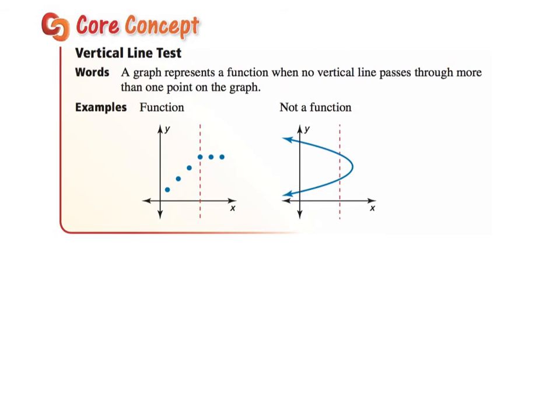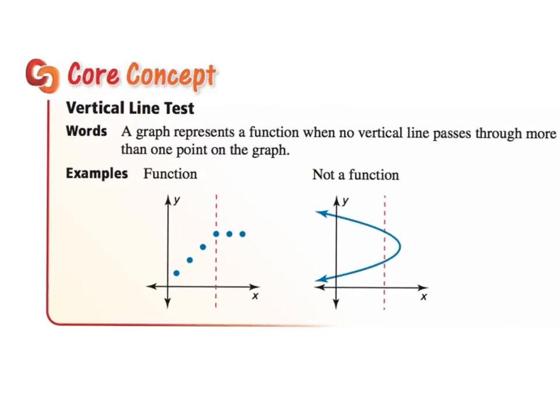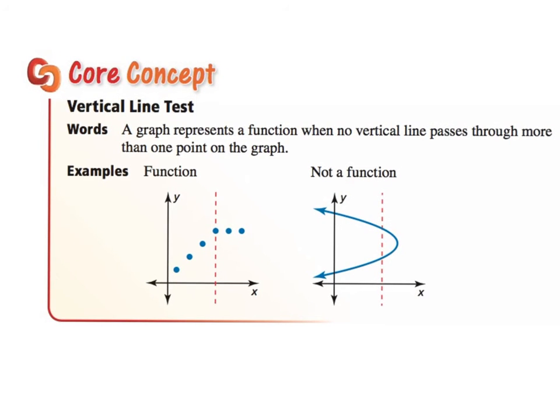Now the next thing we have is a vertical line test. Here it is. A vertical line test is when you're given a graph. If you're given a graph, you just have to show a vertical line test. A graph is a function when no vertical line passes through more than one point on the graph.